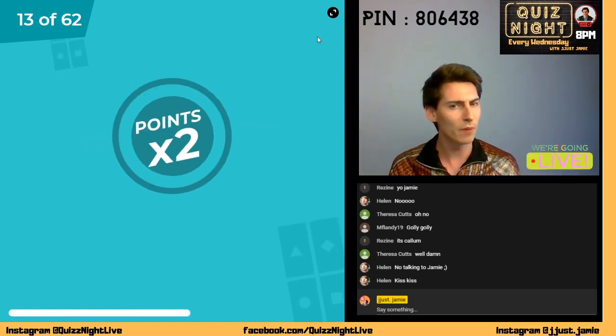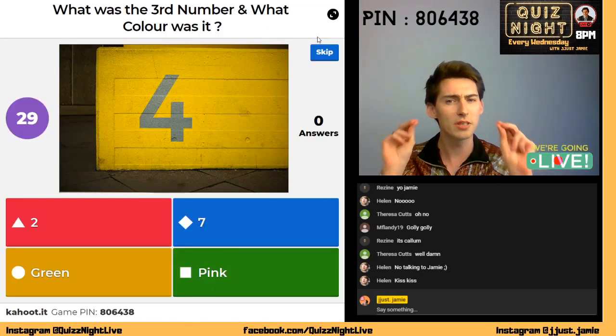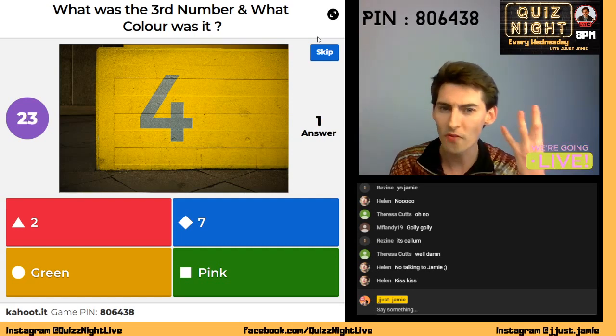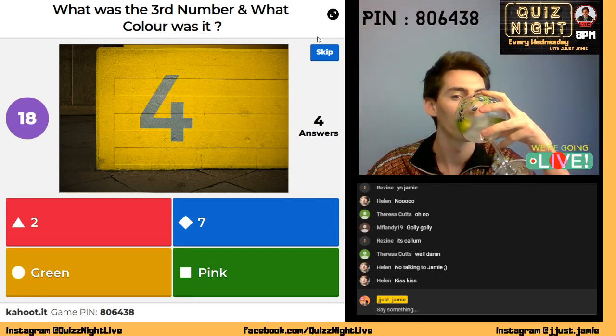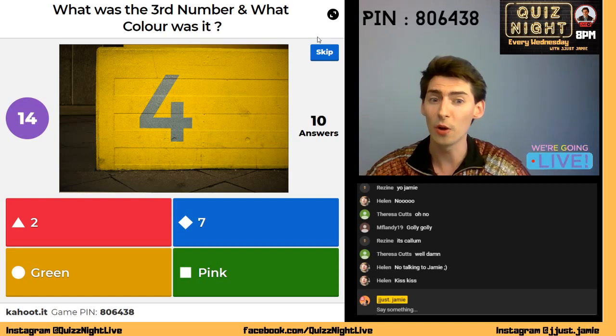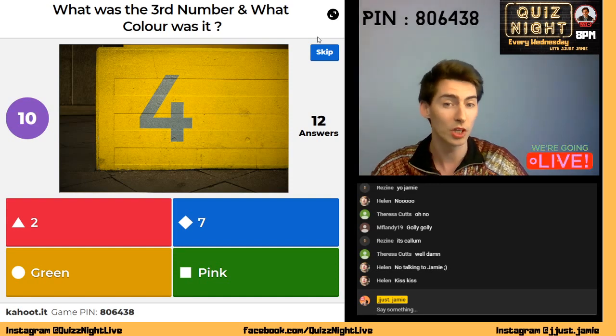Multi-select. There could be multiple options here. There might not be. And it's worth double points. So, third number, and what colour was it? If you can get the third number and the colour, you could potentially get 4,000 points. Do people know both of these? Do people know one of these? If you only know one, guess one, because you will get no points if you guess wrong. Okay, that's how these questions work.